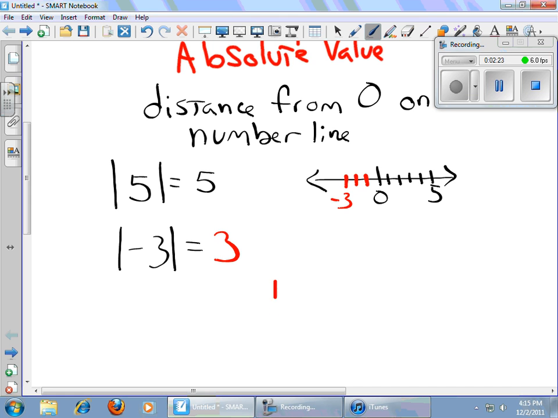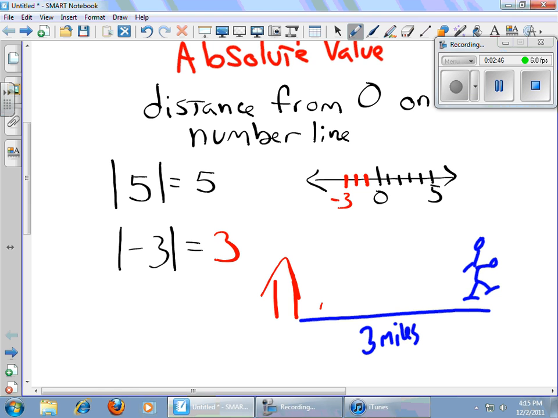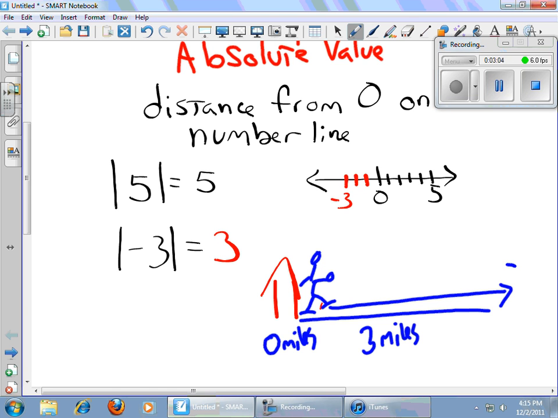Think about it this way. Let's say you're at your house and you go jogging. They're out jogging, and they jog a total of 3 miles. Well, they need to finish their jog, so they jog back home. And they get there. Have they gone a total of 0 miles? No, that would be ludicrous. They went 3 miles this way, and then 3 miles back that way. So they went a total of 6 miles, right?